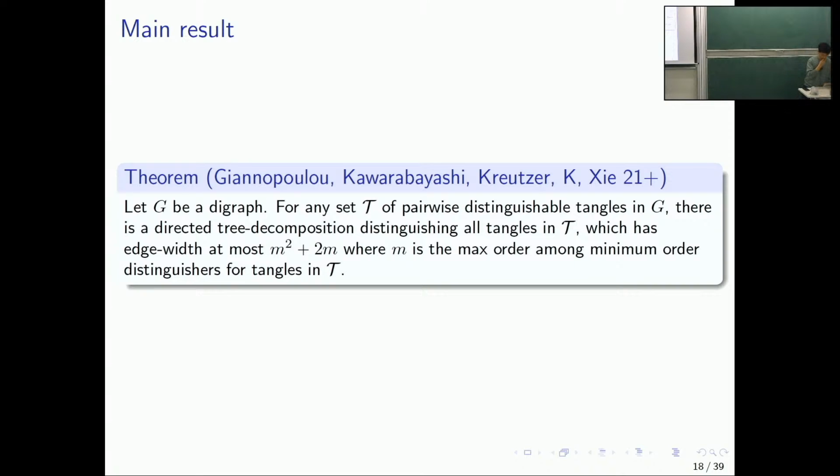Is the width of this decomposition bounded? Directed width? Yeah. So directed tree width can be large, so we just care about the edge width, because some part has a huge bidirected clique, then one bag should be huge, so the directed tree width is huge. What if one bag contained all the vertices? Then you don't distinguish all the tangles. The edges could still distinguish all the things.